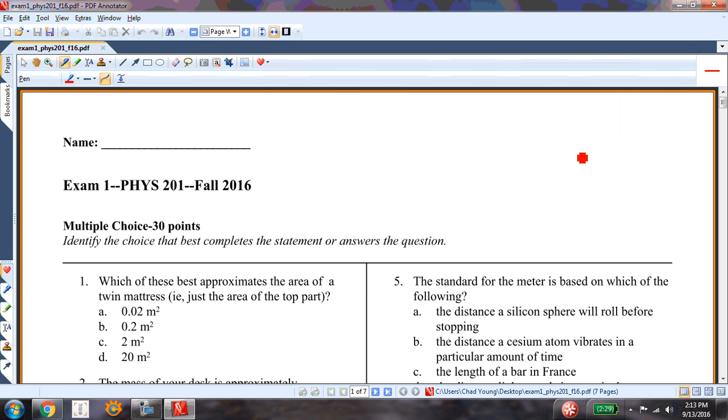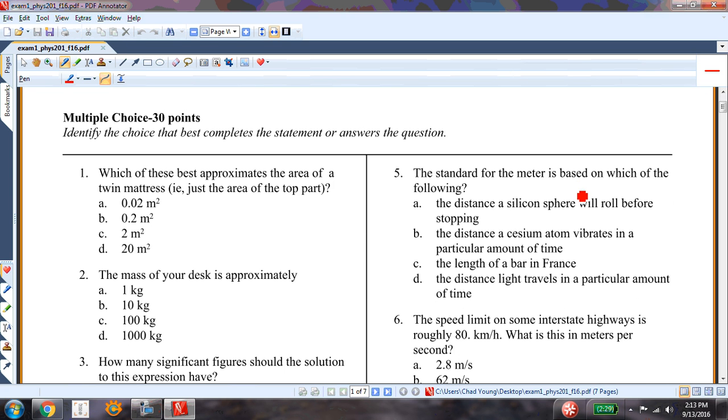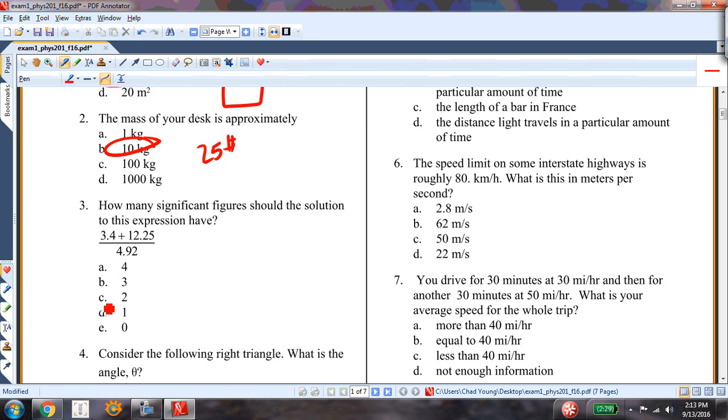Okay, this is exam 1 for Physics 201, Fall 2016. Which of these best approximates the area of a twin mattress? A twin mattress is about 2 meters by 1 meter, about 6 feet by 3 feet, so it's 2 square meters. The mass of your desk is approximately, it's about 25 pounds. 25 pounds is about 10 kilograms. A kilogram is a little more than a couple of pounds.